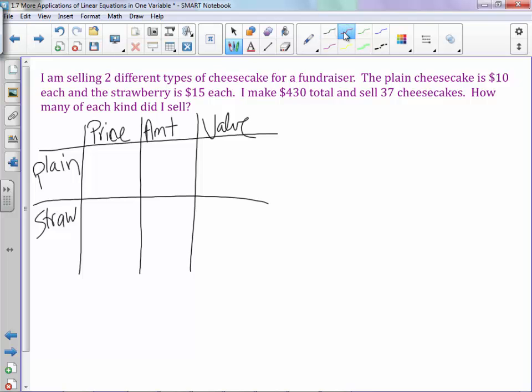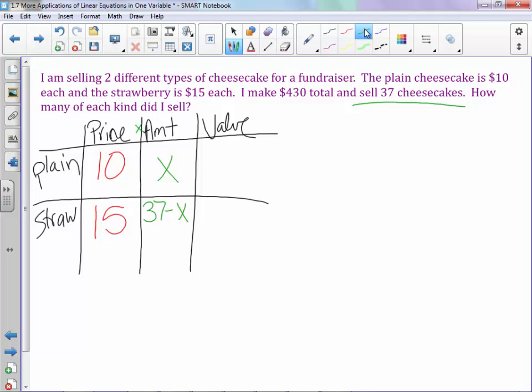So let's look at the different cheesecakes. The plain cheesecakes are $10. The strawberries are $15. We don't know how many of each of them we made or sold, but we did sell 37 total. So we don't know how many plain we sold, so we can call that an X. But we know we sold 37 total, so it's 37 minus however many plain we sold, which was X. Because for example, if you sold 5 plain cheesecakes, you would have 32 strawberry cheesecakes.